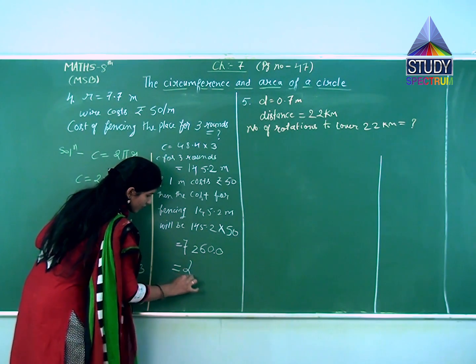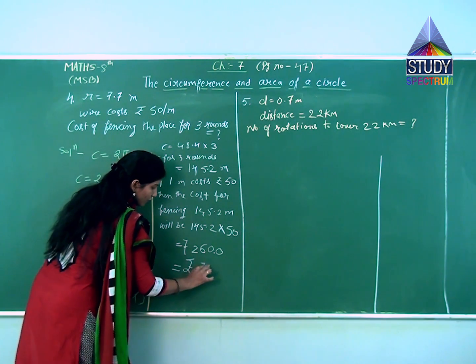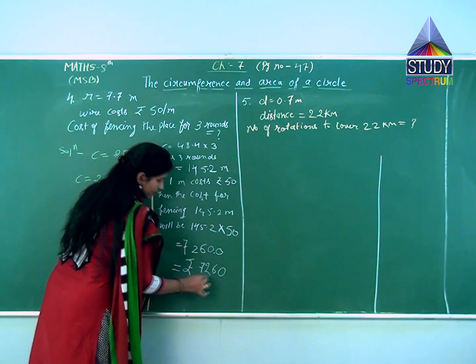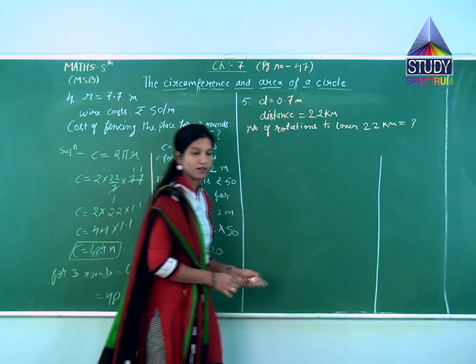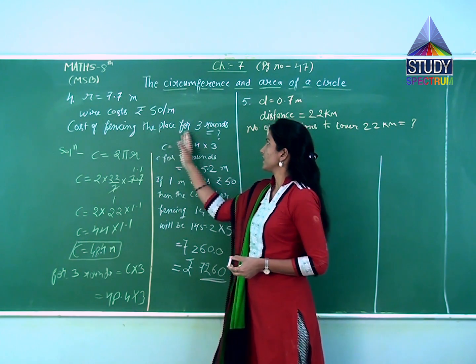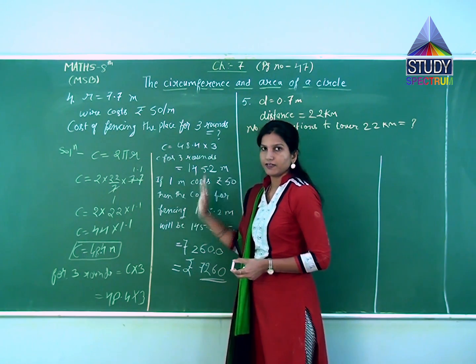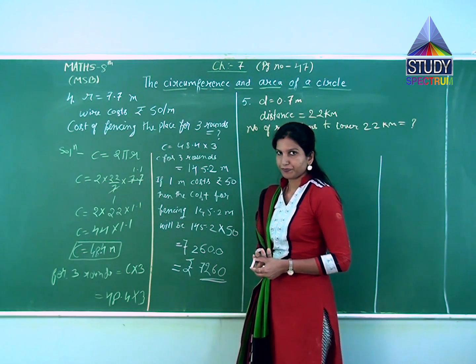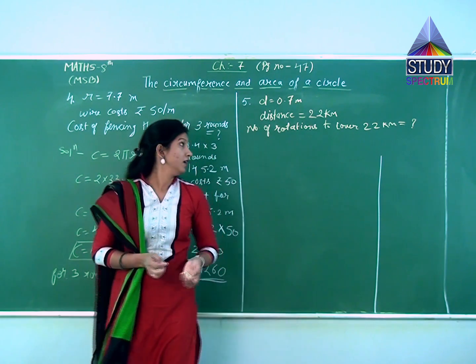So our cost for fencing the whole circular place will be rupees 7260. This will come in the unit of rupees because we have found out the cost of fencing the place for 3 rounds, and this is our answer for this question. Now let's move to the question number 5th.